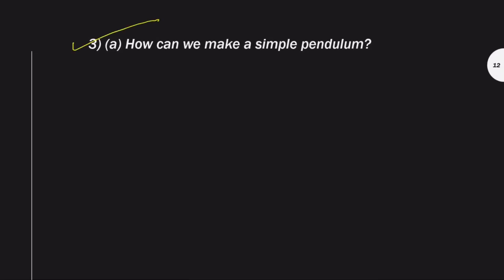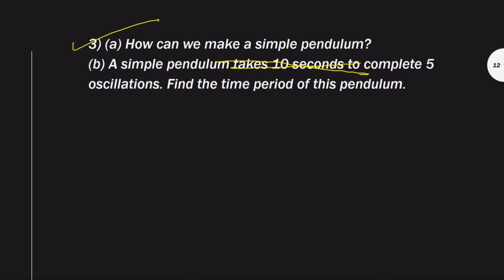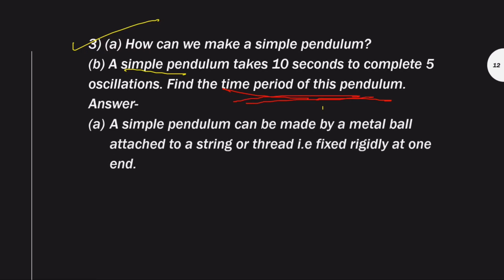Next, question number 3. How can we make a simple pendulum? The next question is, a simple pendulum takes 10 seconds to complete 5 oscillations. Find the time period of this pendulum. Answer: a simple pendulum can be made by a metal ball which is attached to a string or thread that is fixed rigidly at one end.